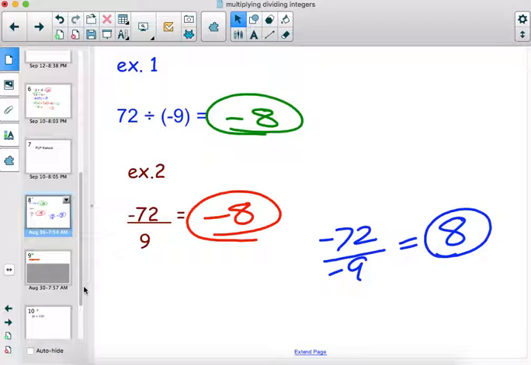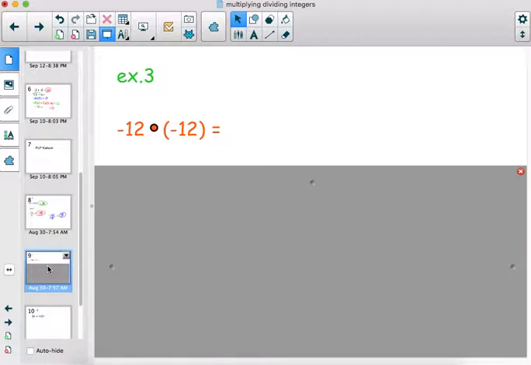All right. Moving on. Somebody tell me, what was the last example? It was 72 divided by positive 9. What was example 2? Oh no, that was example 2. Example 2 is negative.